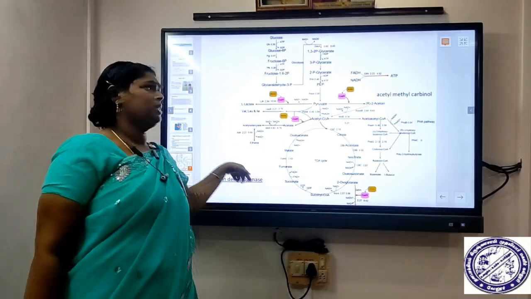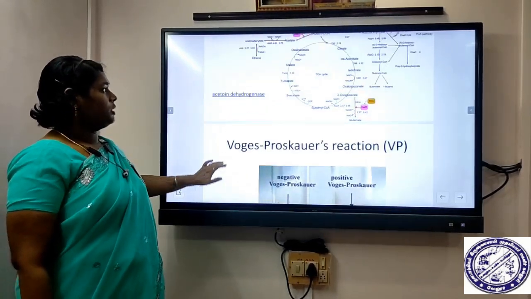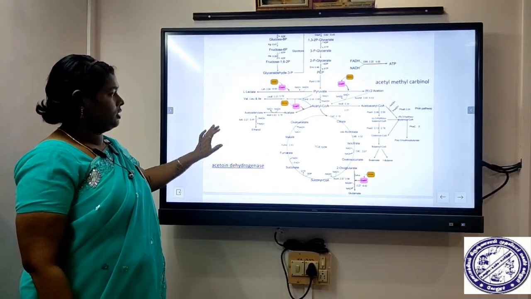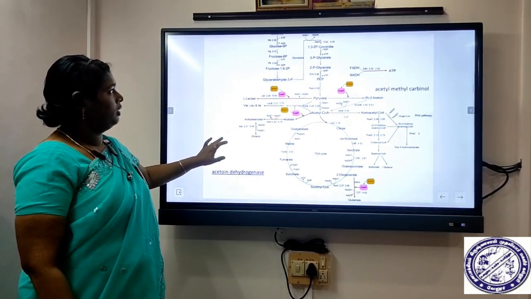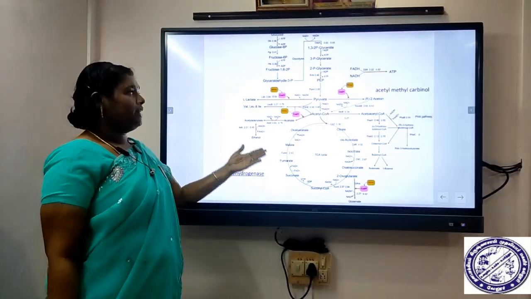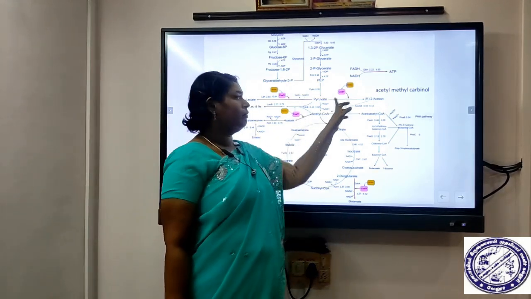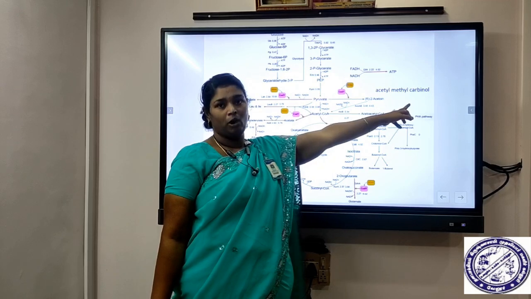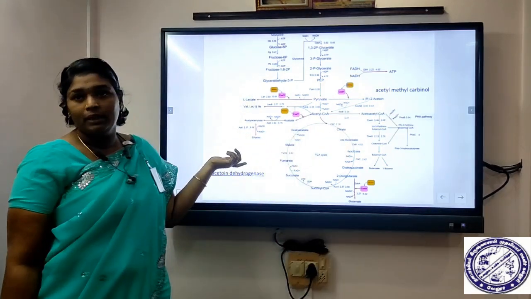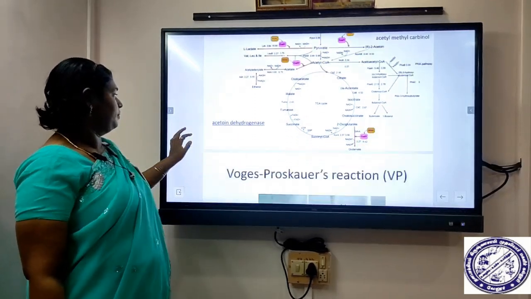So see, this is a pathway. This is an energy pathway carried out by each and every microorganism, as it is a living cell. So the TCA cycle and then the EMP cycle. Okay, so certain organisms will be converting the molecule into acetyl-methylcarbinol. This acetyl-methylcarbinol can be detected by the test called the VP test, that is the Voges-Proskauer test.